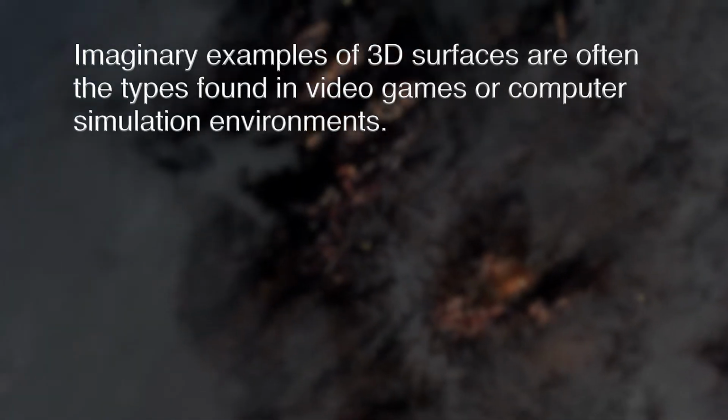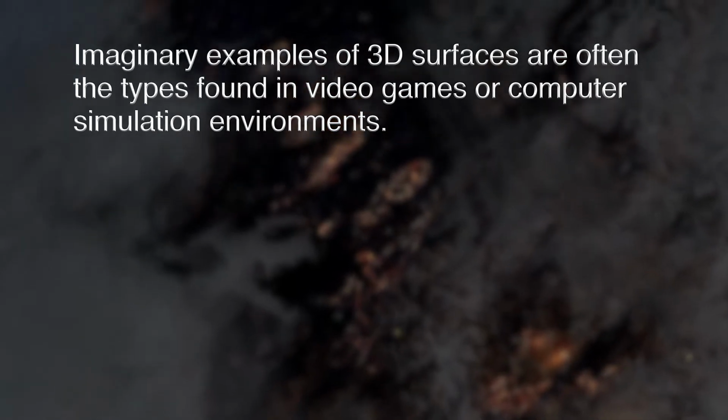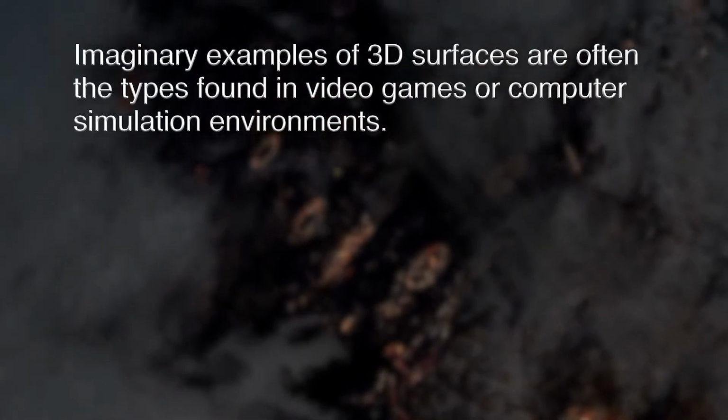These are all examples of real features, but surfaces can also be derived or imaginary. An example of a derived surface is the contamination levels of a particular bacteria in each well. Those contaminants could be mapped as a 3D surface too. Imaginary examples of 3D surfaces are often the types found in video games or computer simulation environments.